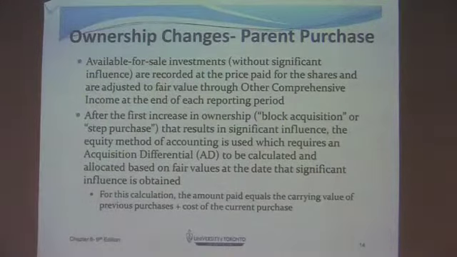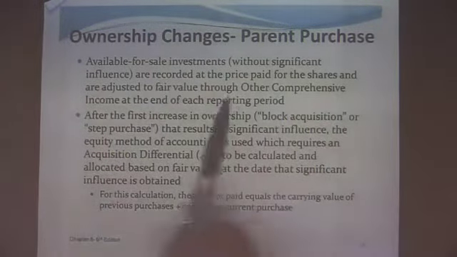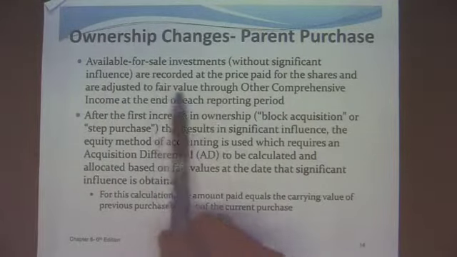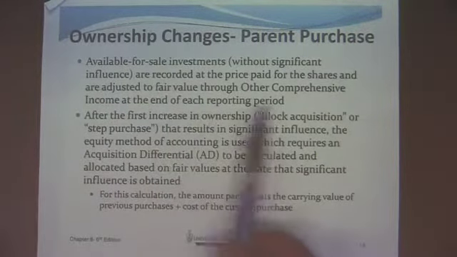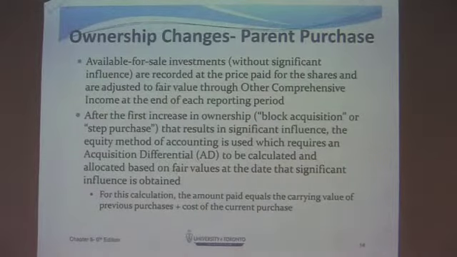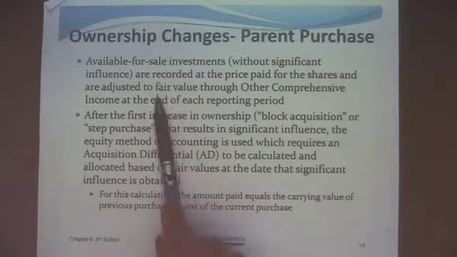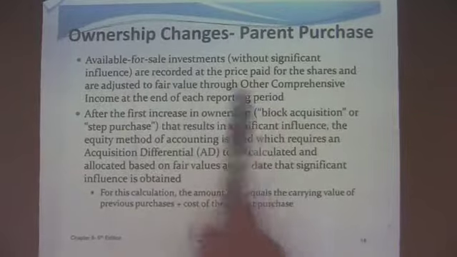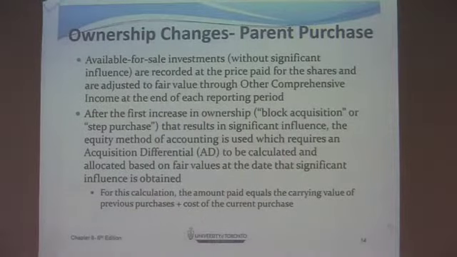Of course, we're going to record it at the price paid for those shares and adjust it through fair value through other comprehensive income at the end of the year, if it's available for sale. If it's fair value through P&L, any adjustments to fair value are recorded as part of regular income. In these lecture notes, we assume that we classify them as available for sale investment.